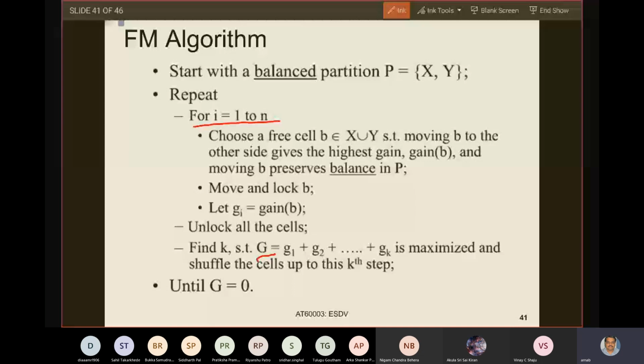And why is this so? Because we are assuming that the outer repeat loop will go for only a small constant number of times, 5 or 6. With this assumption, this algorithm has a complexity of big O of n square. So done with the complexity. Now finally, the data structure.